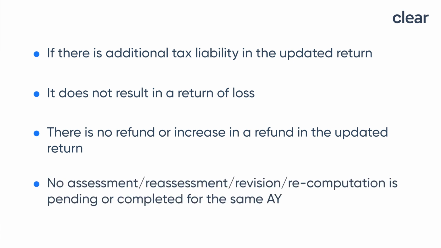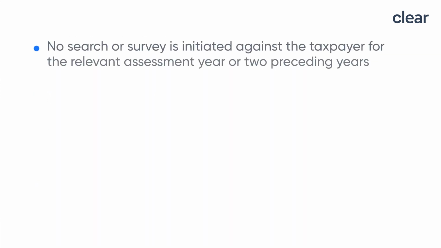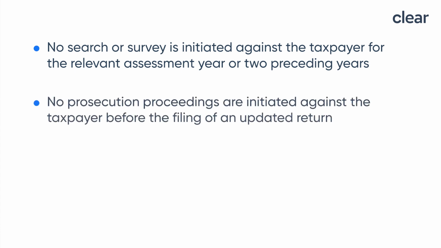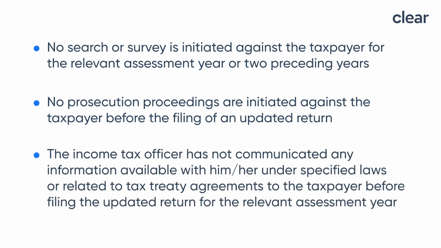No assessment or reassessment or revision or recomputation is pending or completed for the same assessment year. No search or survey is initiated against you for the relevant assessment year or two preceding years. No prosecution proceedings are initiated against you before the filing of an updated return. The income tax officer should not have communicated any information available with him or her under specified laws or related to tax treaty agreements to you before filing the updated return for the relevant assessment year.